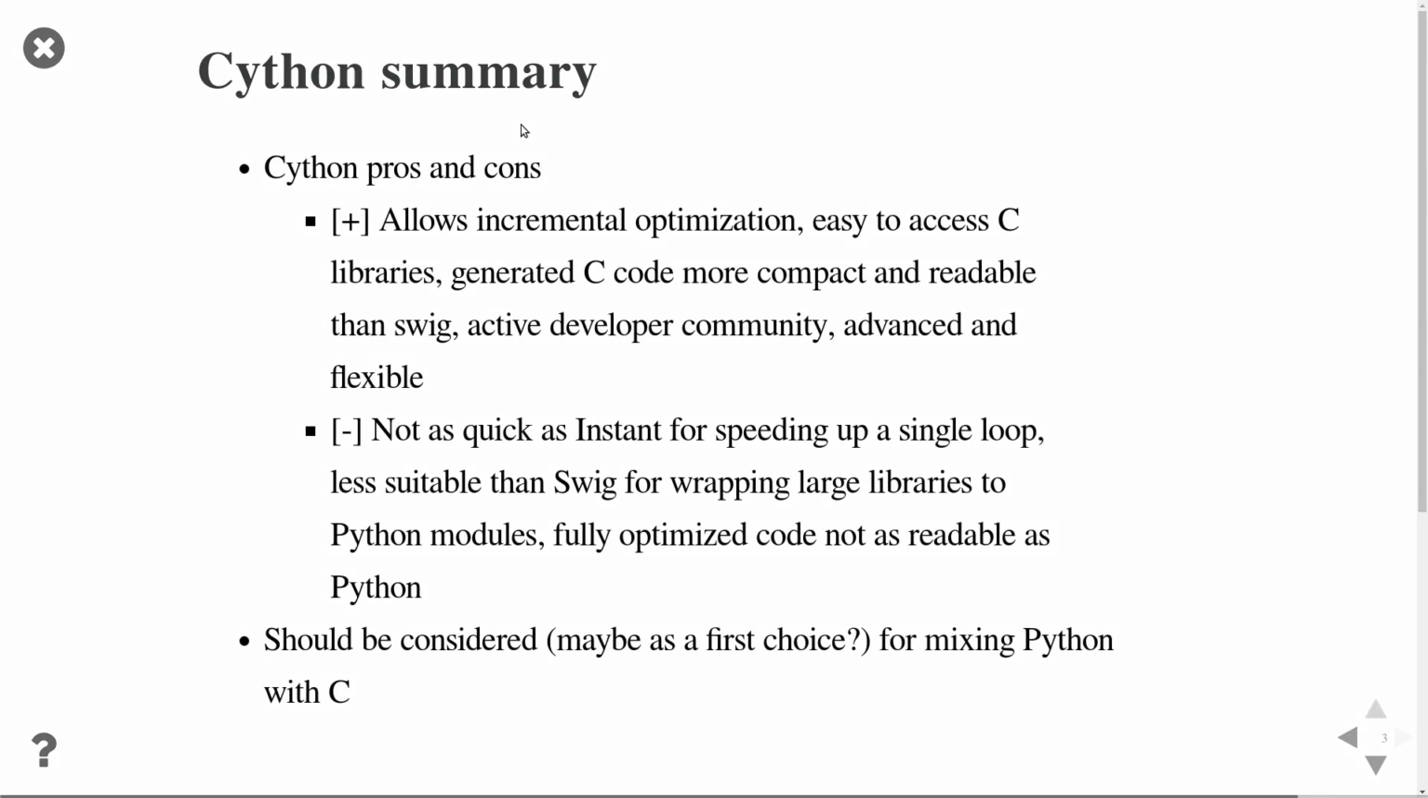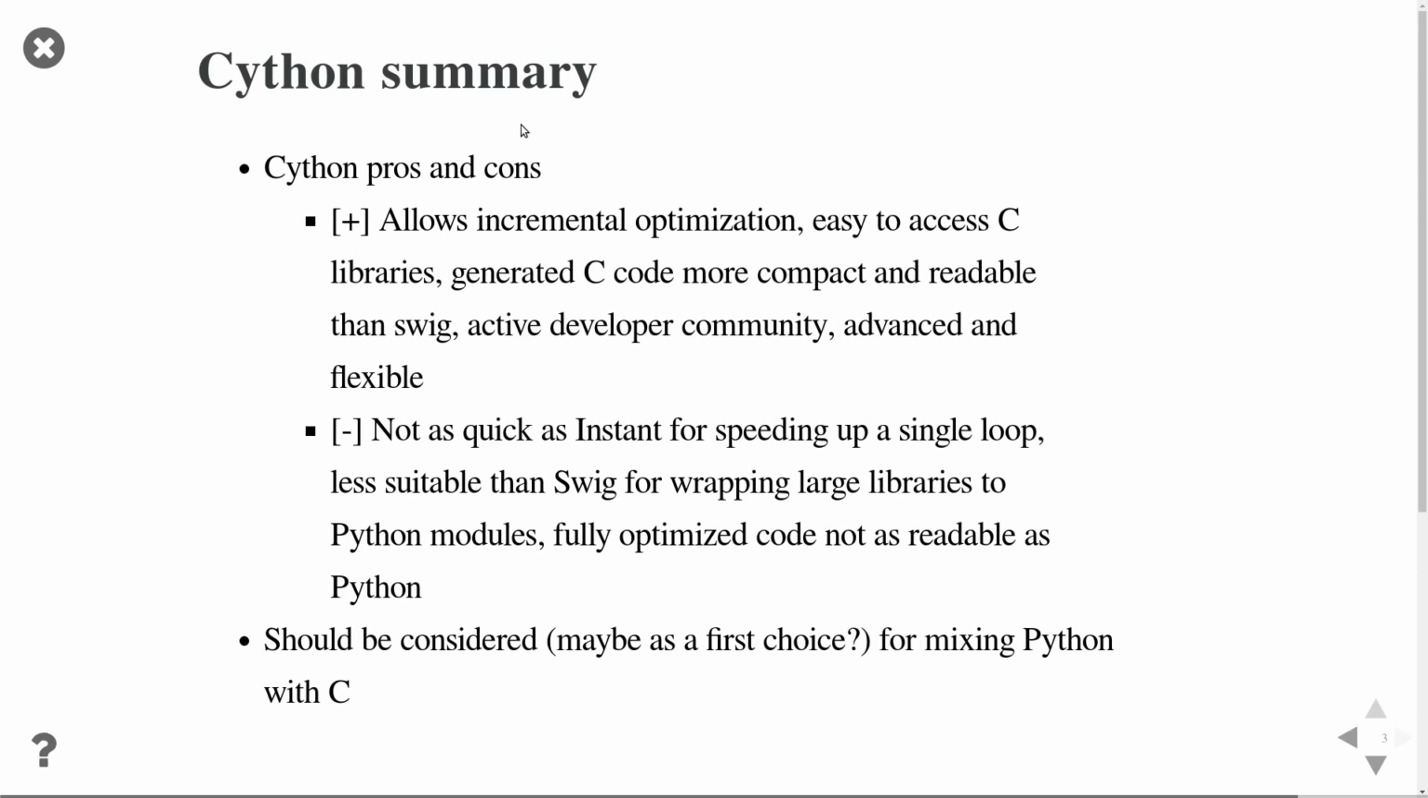Okay, so the Cython summary. As advantages, the big advantage is that we can start with an existing Python implementation and just incrementally start optimizing it. The code that Cython generates is often more compact and more readable than SWIG if you have to debug it. It's got quite an active developer community, and it is fairly advanced and flexible.